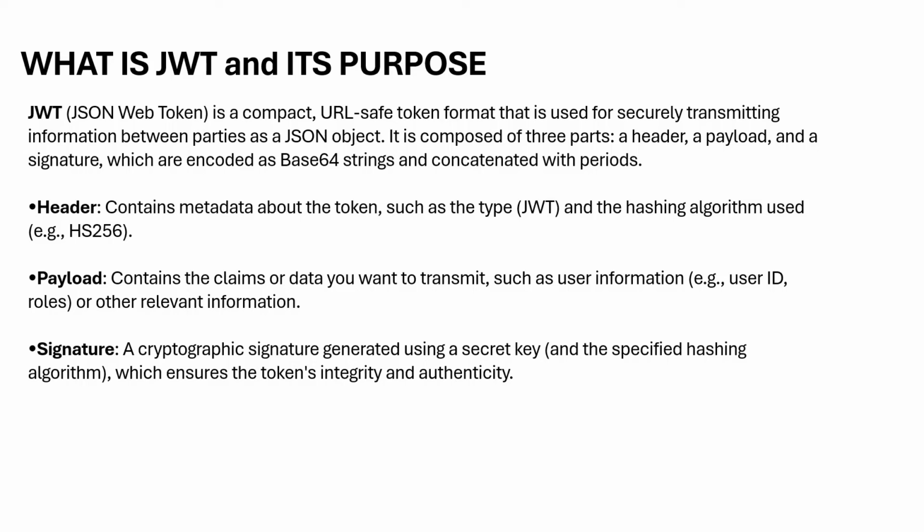JWT is a short form for JSON Web Token. As simple as that. It is just a compact URL safe token, as you can hear, a token format that is used for securely transmitting information between parties as a JSON object. It is composed of three parts: a header, a payload, and a signature, which are encoded as base64.